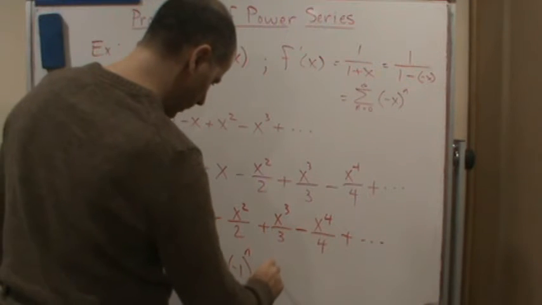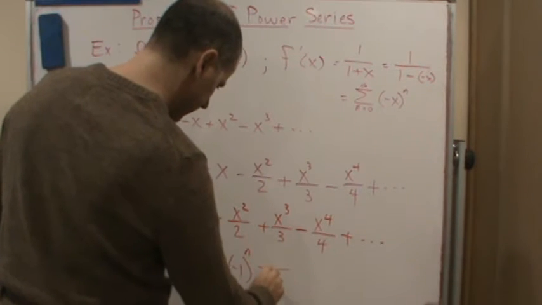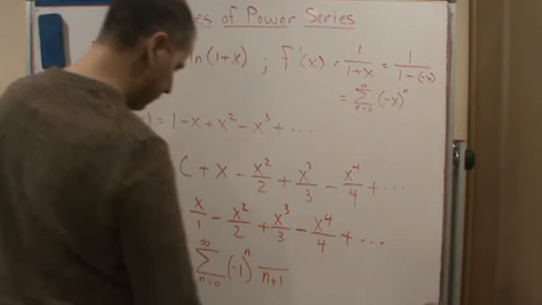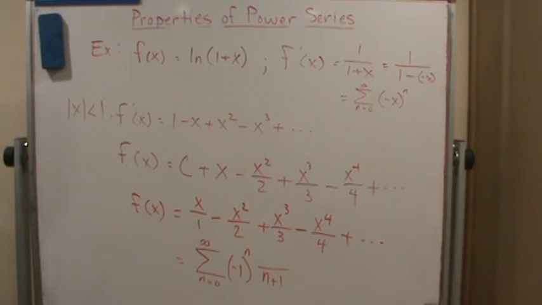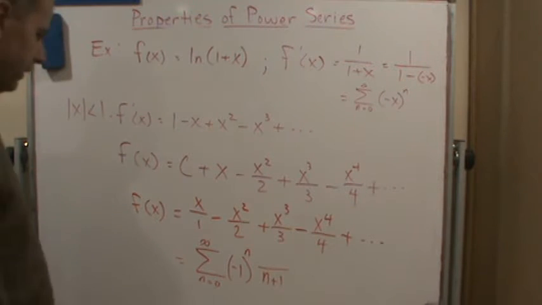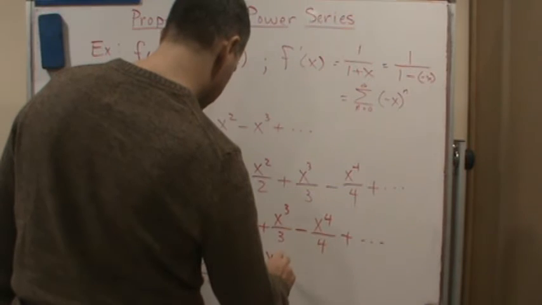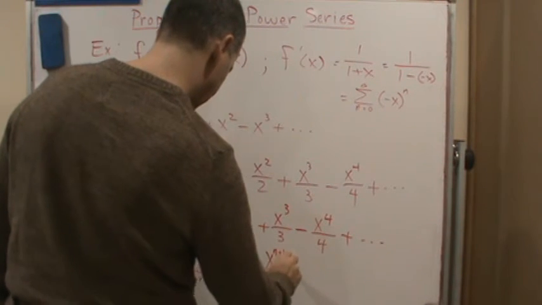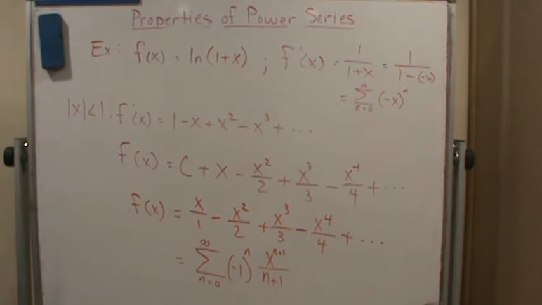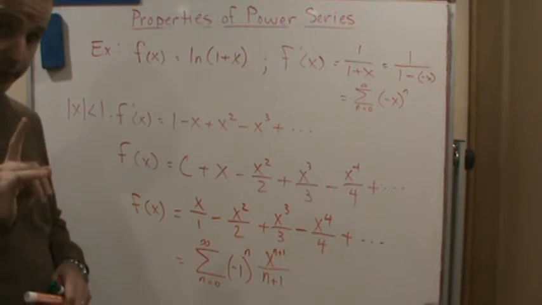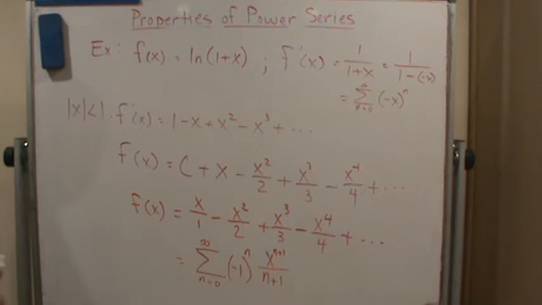And so if we write this as n plus 1, and then this would be x to the n plus 1, right? Okay, so that would work. But it's not exactly in the form that we want it in.